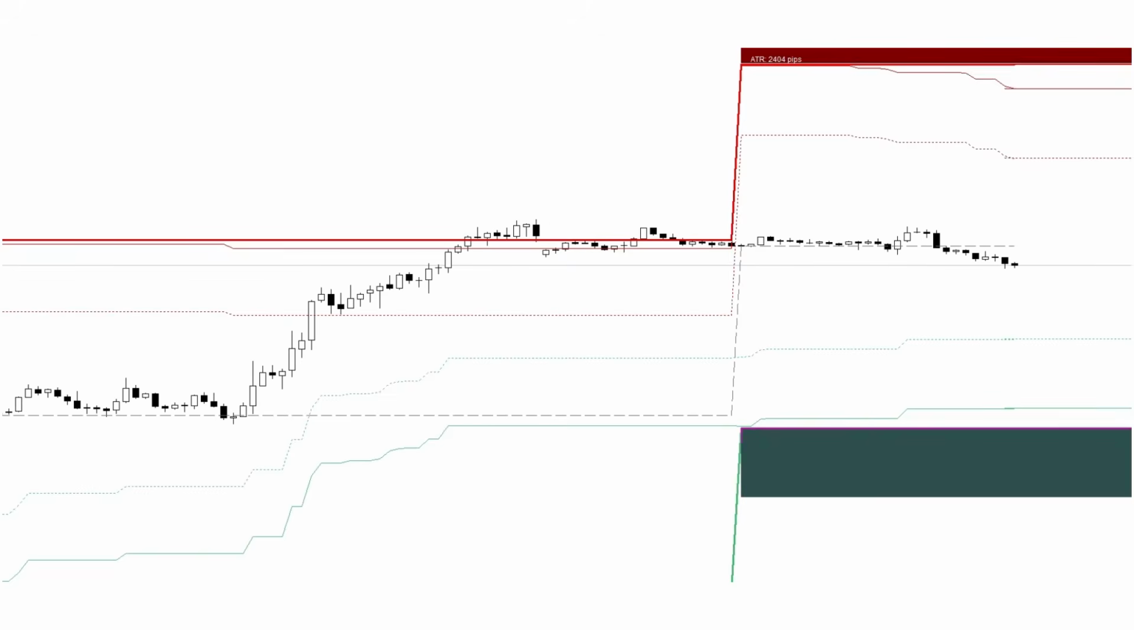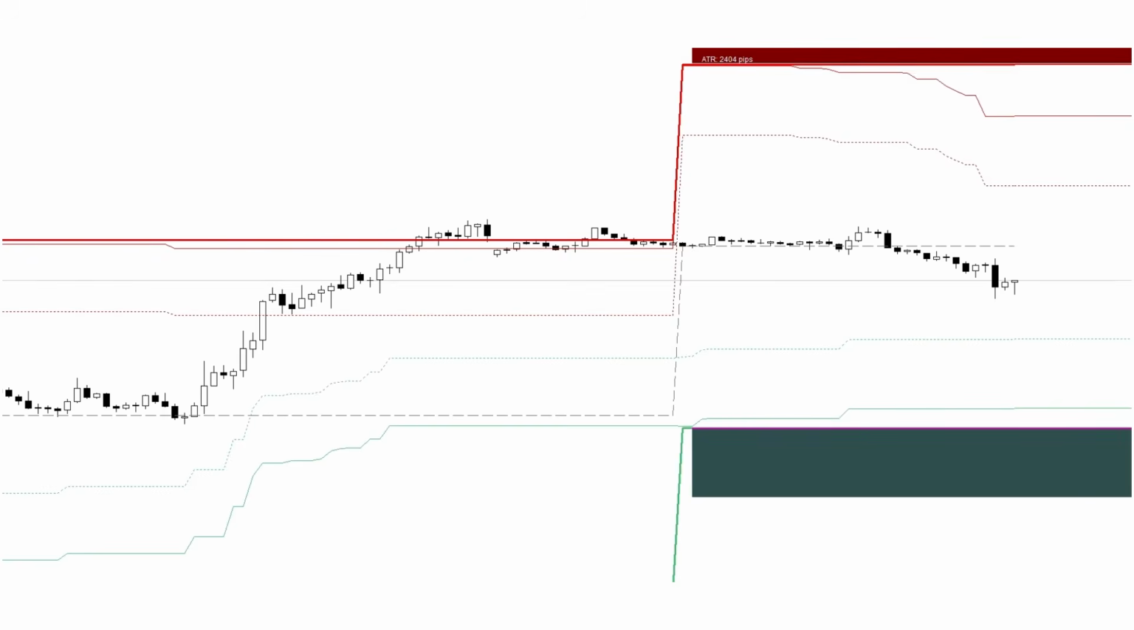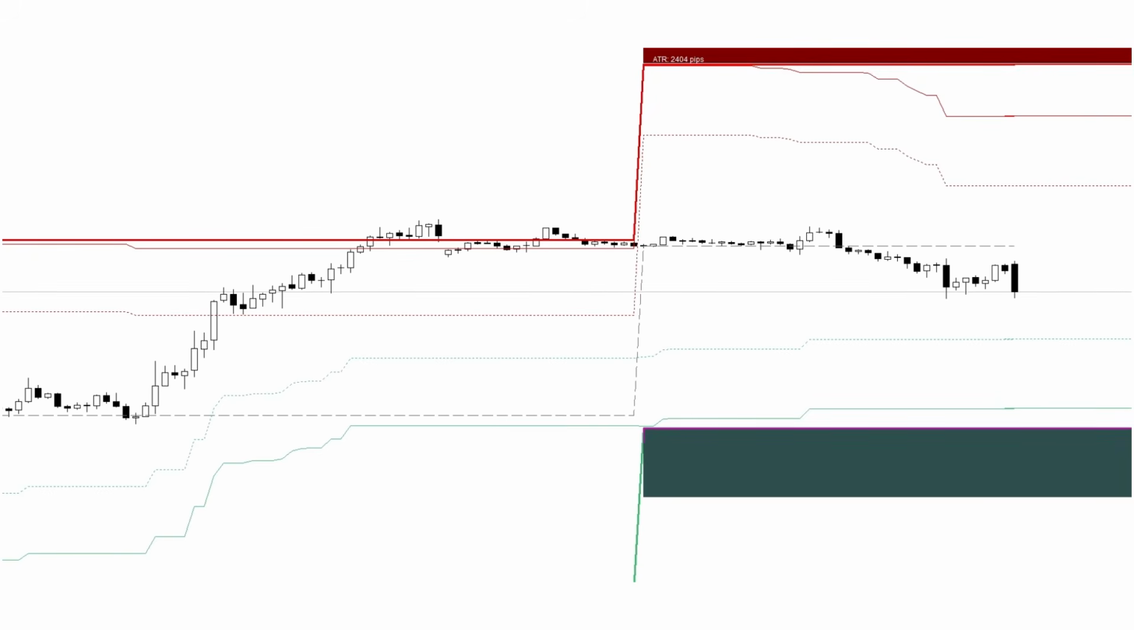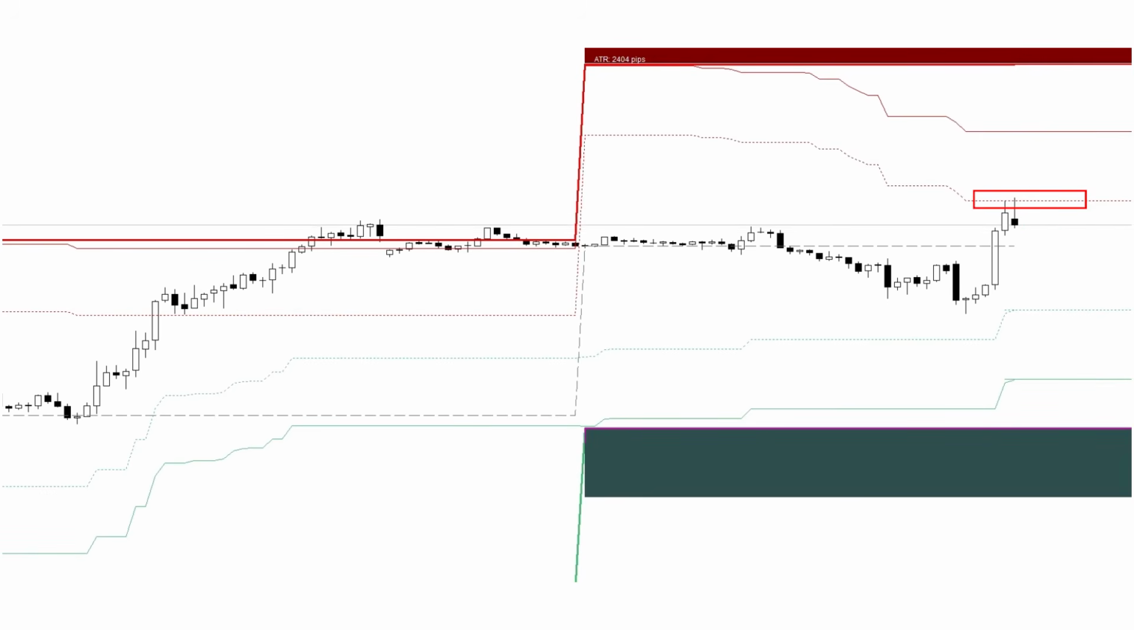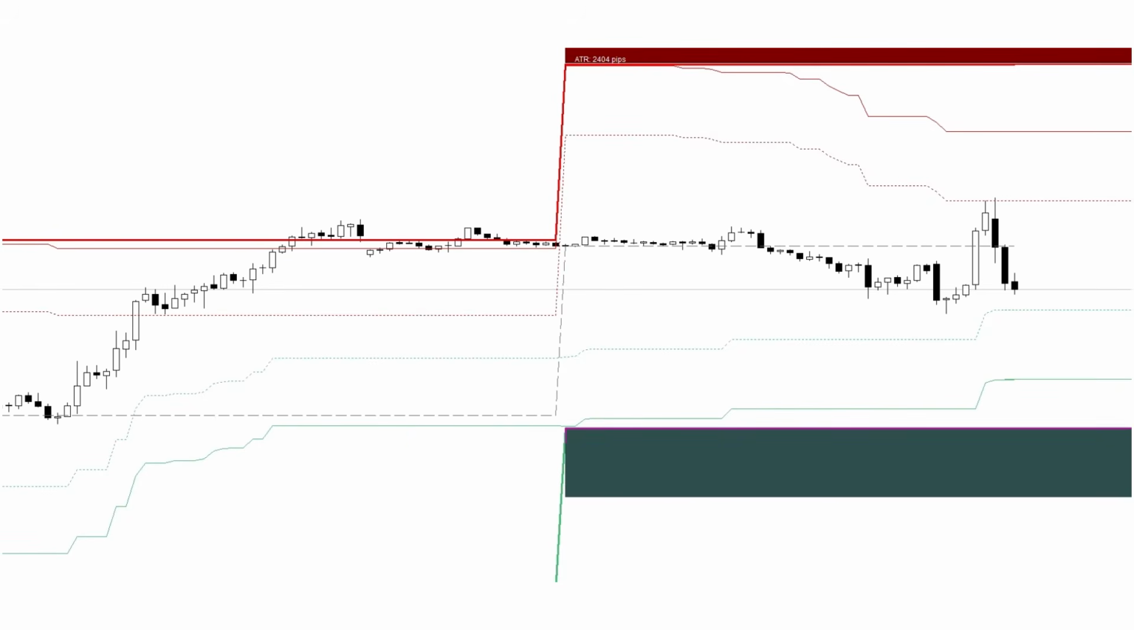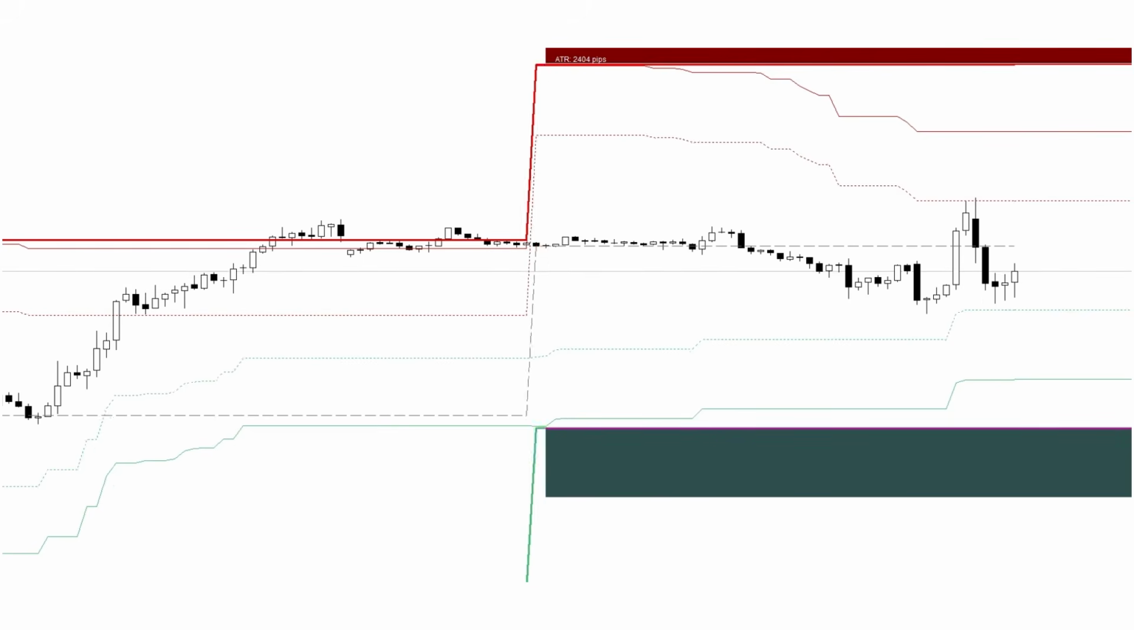Take profit can be placed on the nearest opposite level of the ATR zone. For example, if the entry was from the upper boundary of the daily range, the take profit can be set towards the balance line or the lower boundary. This gives us a clear target and a good risk to profit ratio.